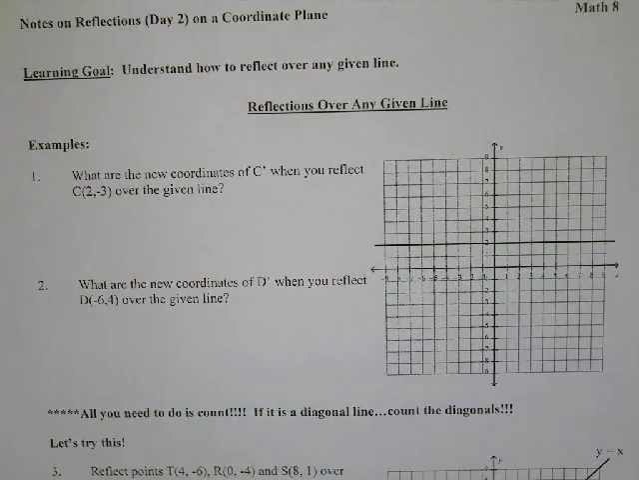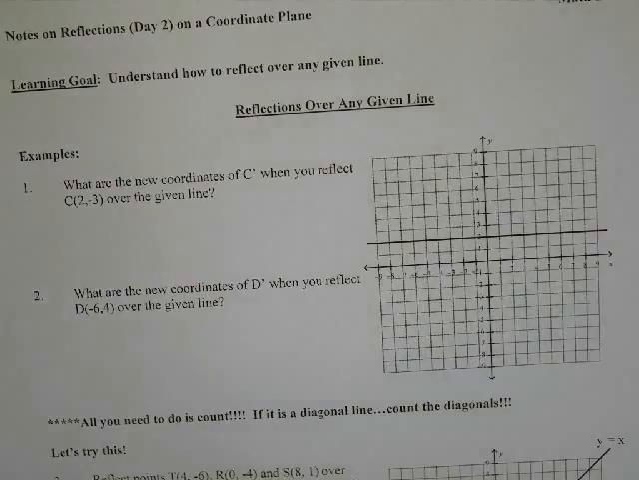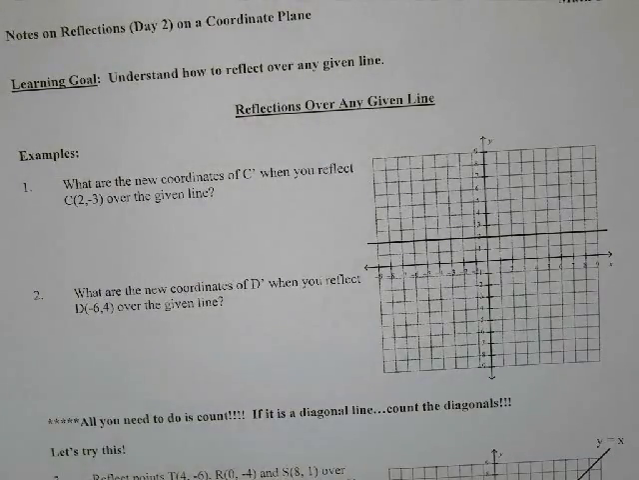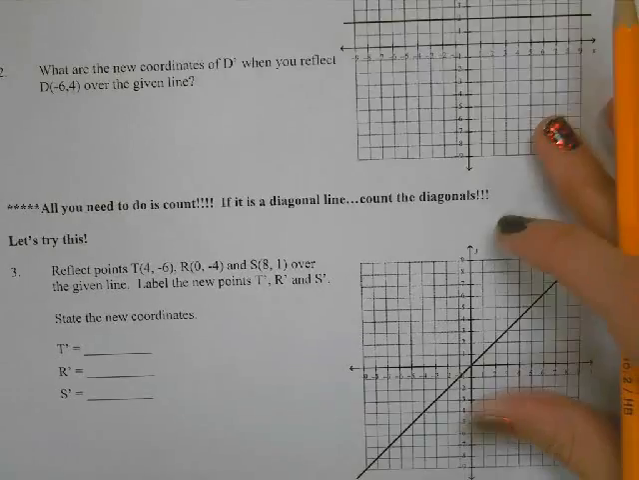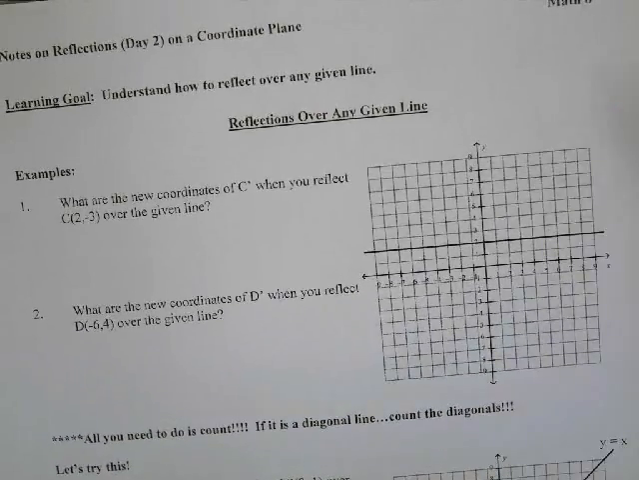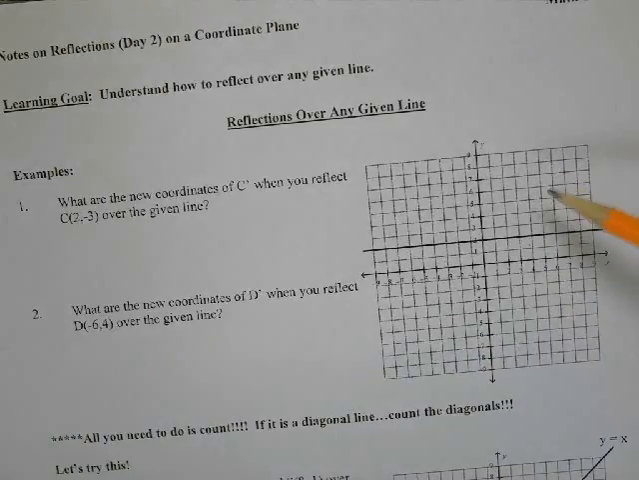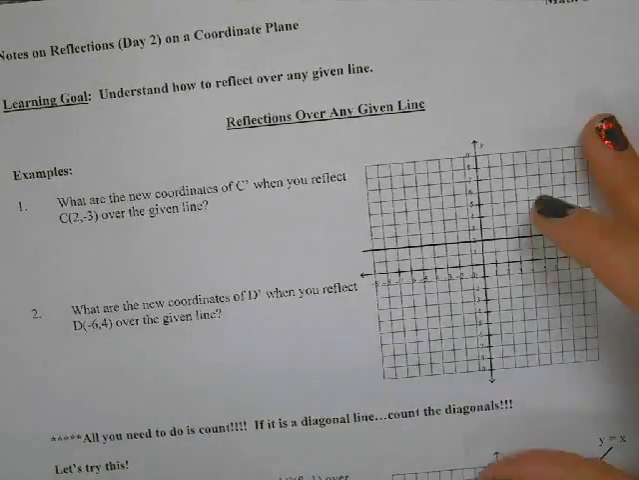So yesterday you got reflecting over the x-axis or the y-axis. Today you're going to reflect over any given line on your graph. First we're going to reflect over a horizontal line, and then over a diagonal line. What I want you to do is just count into the line and count over the line. Yesterday you learned rules that you have to memorize. Today we can just count.